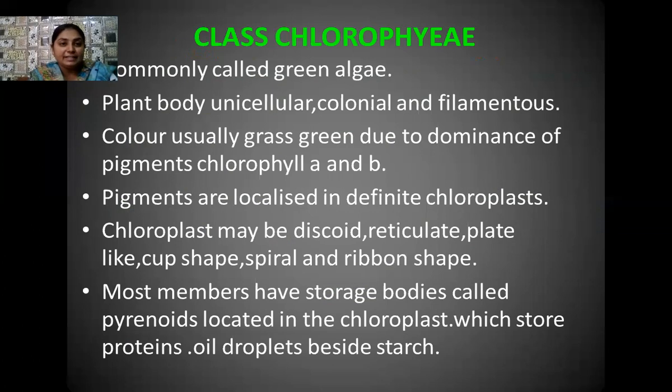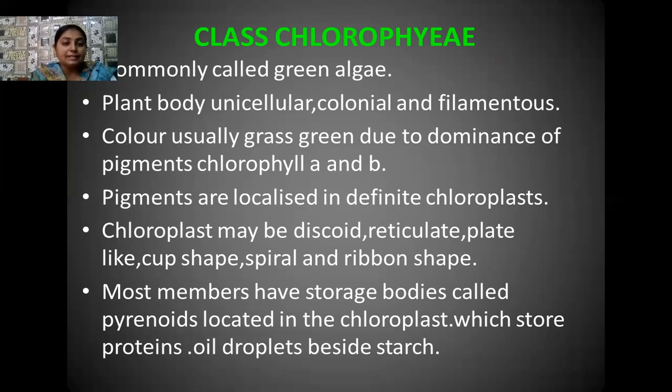Yes, students, we are revising first the class Chlorophyceae. All of you know very well the class Chlorophyceae is also known as green algae. And what about the plant body? Their plant body may be unicellular, it may be colonial, or it may be in the form of filaments. And what about their color? Their color is usually grass green due to the dominance of two pigments, chlorophyll a and chlorophyll b.